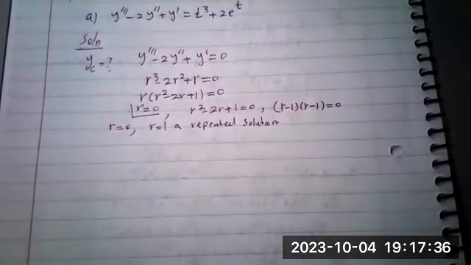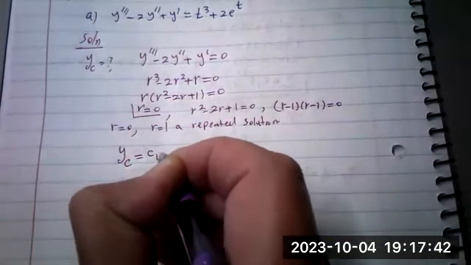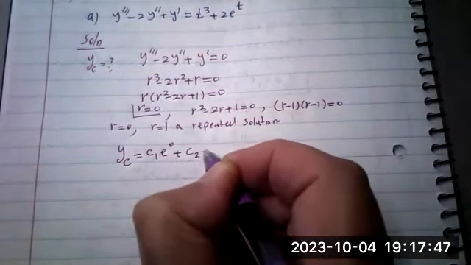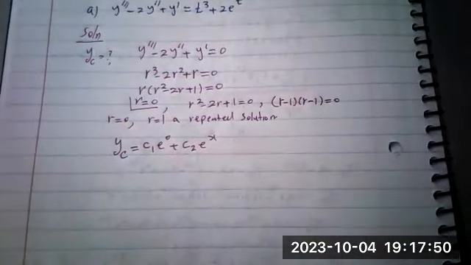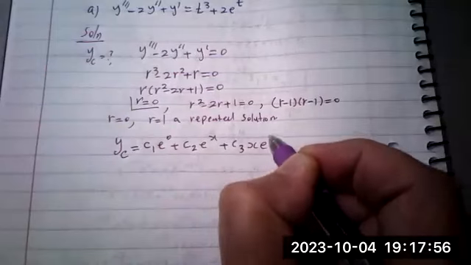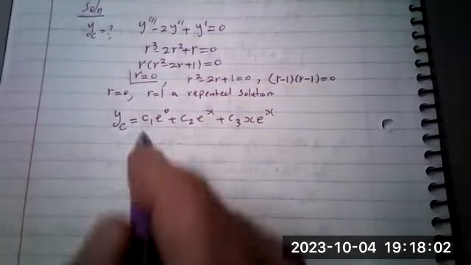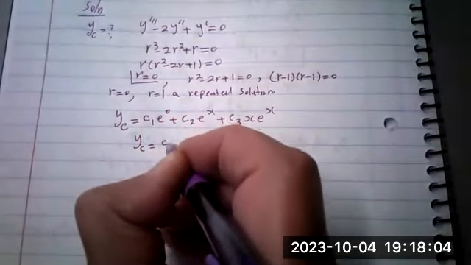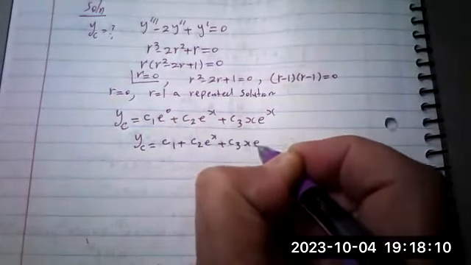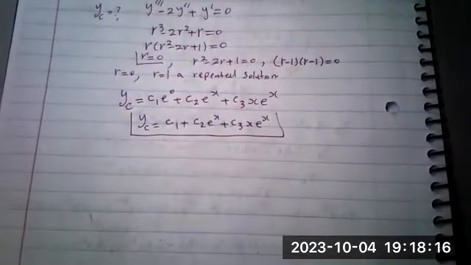So carefully identify the y_c. What's going to be y_c? C1 e to the 0. Next, C2 e to the x. Next, we need 3 solutions. C3 x e to the x. x e to the x because it's repeated. So your y_c is a constant C1, C2 e to the x, C3 x e to the x. This is your y_c. You need to check for the duplicated term.